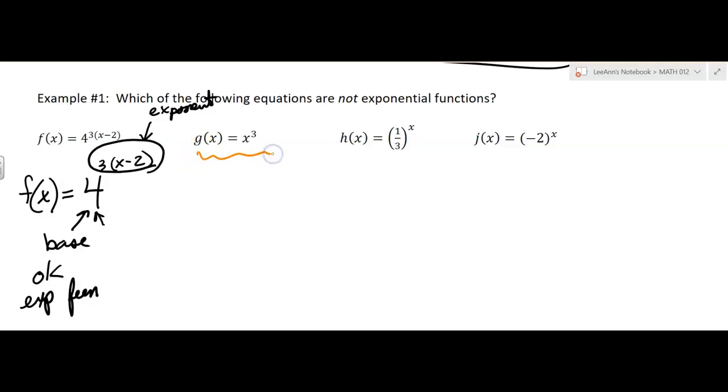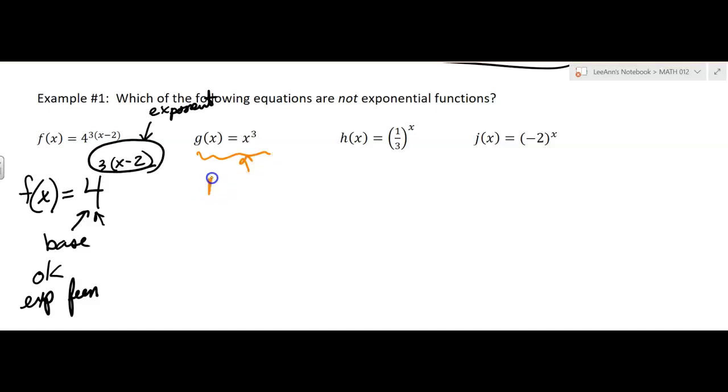Is this an exponential function? Now, if you want to stop the video and see which ones you think are exponential functions and which ones you think aren't, that'd be a good idea. And then you can watch and see if you're right. But if you're not feeling comfortable with that, I'll just go through these. Okay. Is this an exponential function?